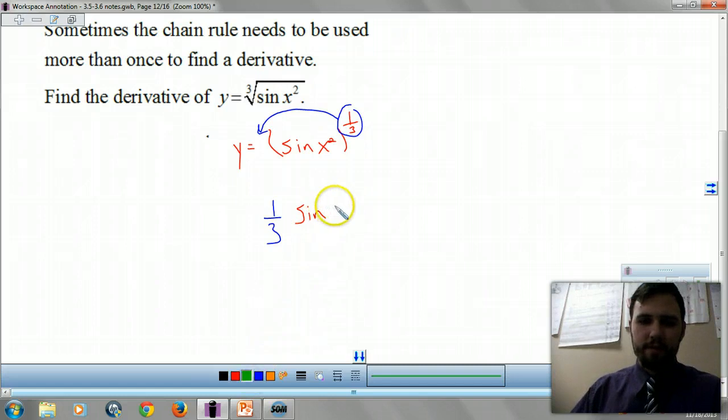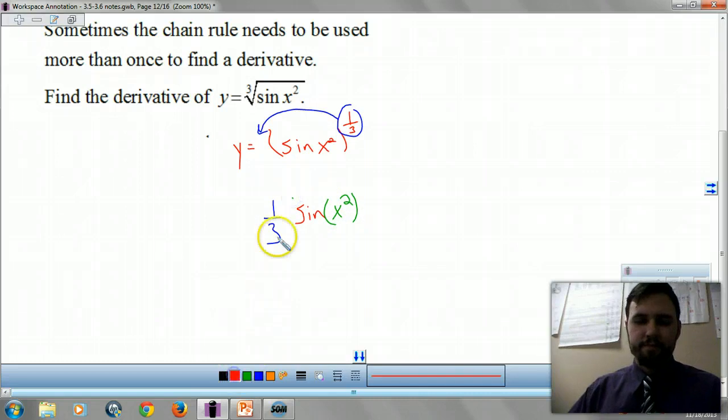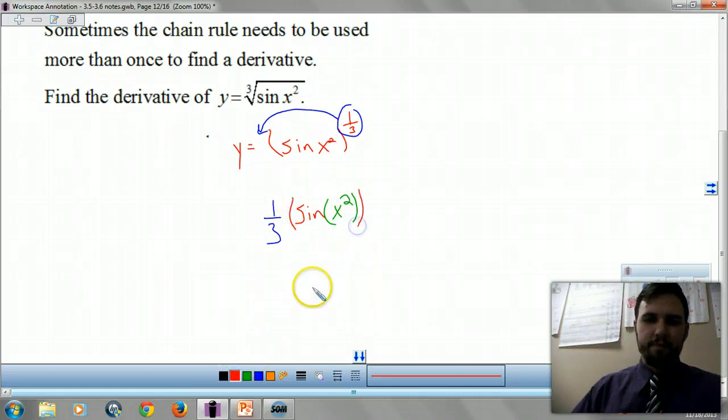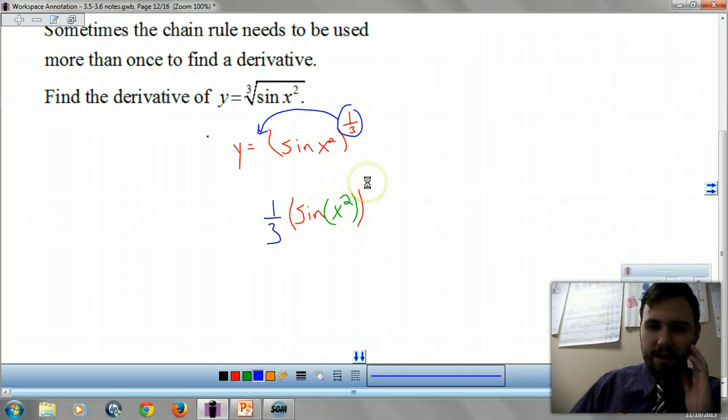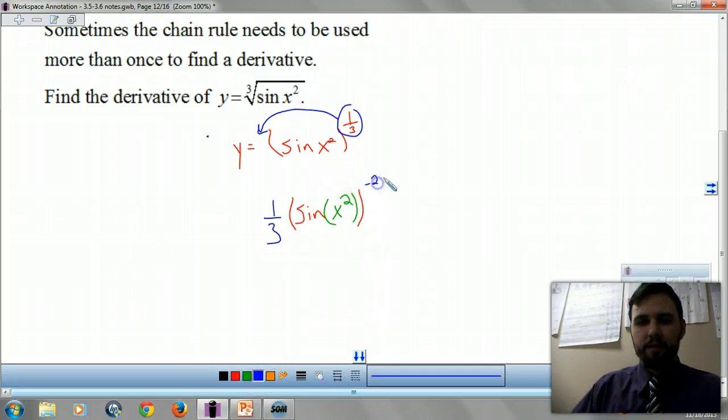In fact, let's do this so you can see all the functions inside of a function. Subtract 1 from 1/3 and you get negative 2/3.